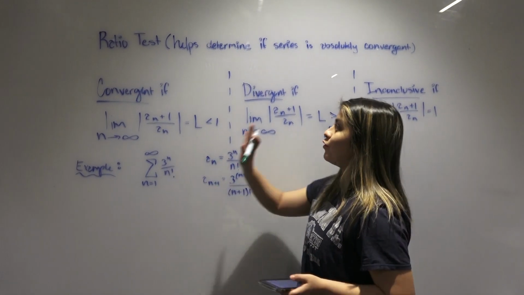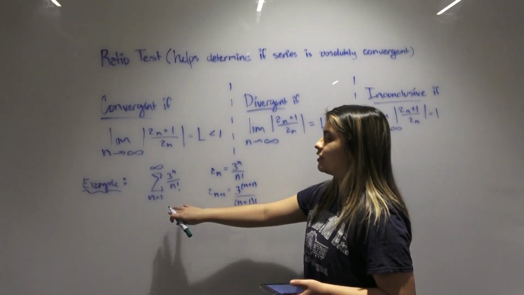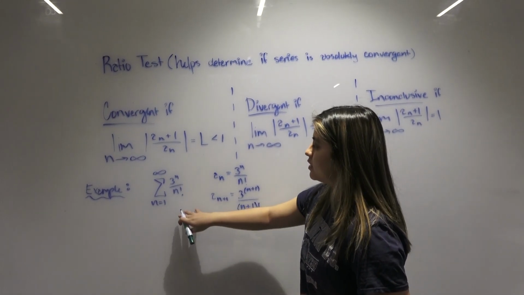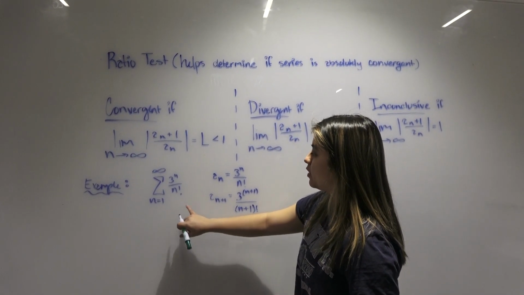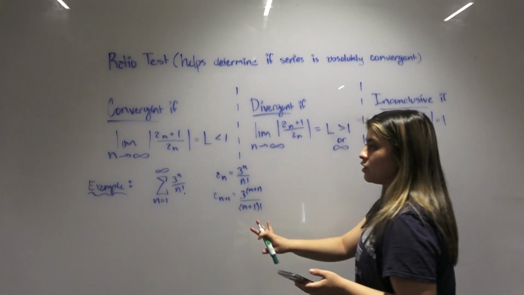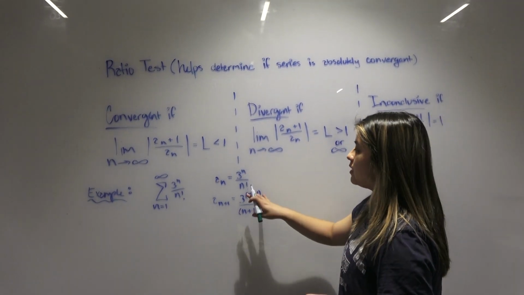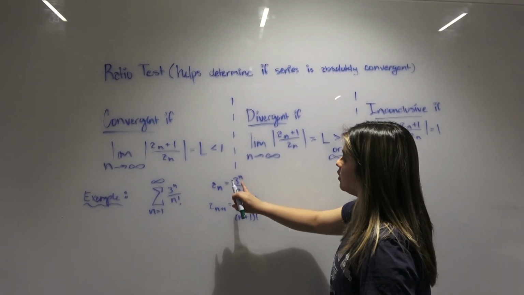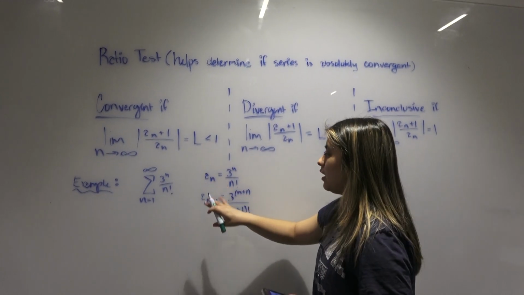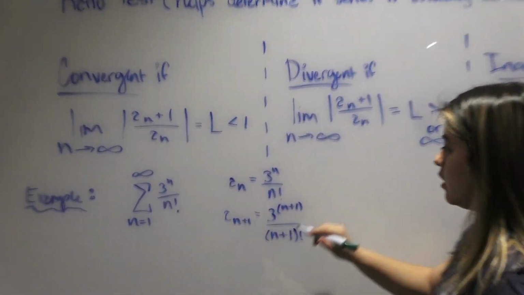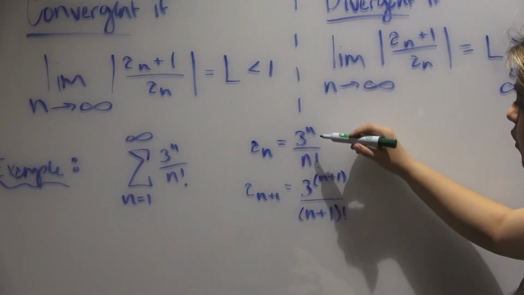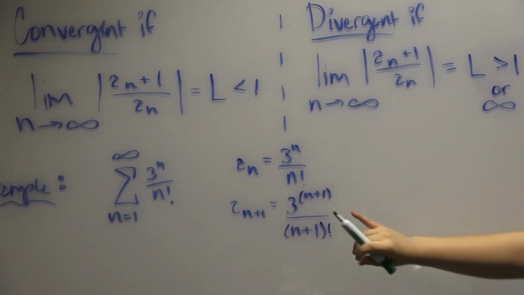Okay, so for the ratio test, this is our example. We have the series 3 to the nth power over n factorial. So first, we should identify what a sub n is, which is 3 to the nth power over n factorial. And then a sub n plus 1, we just plug in n plus 1 for the n's. So it's exactly the same, you just plug it in.